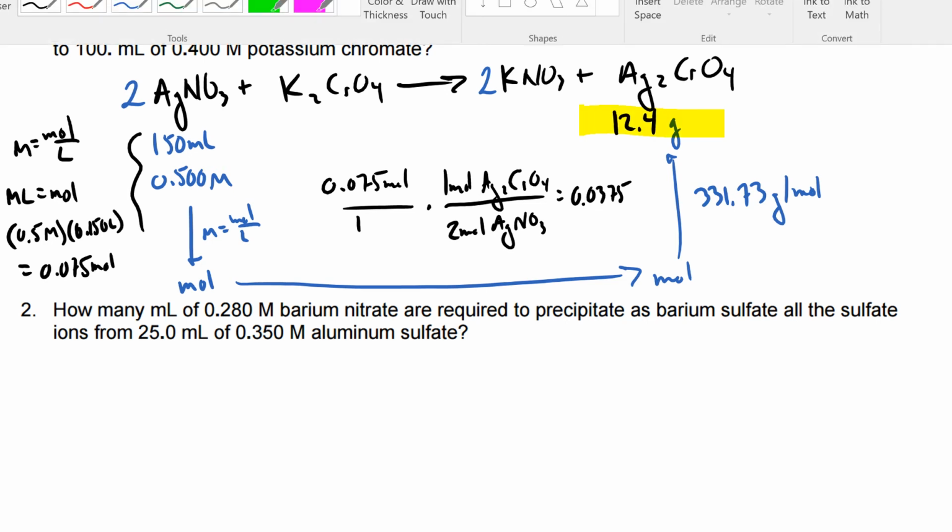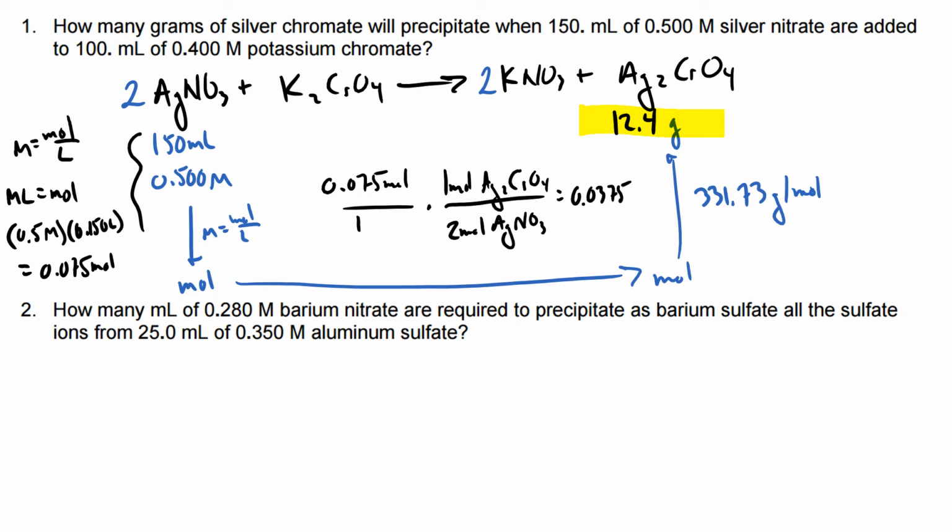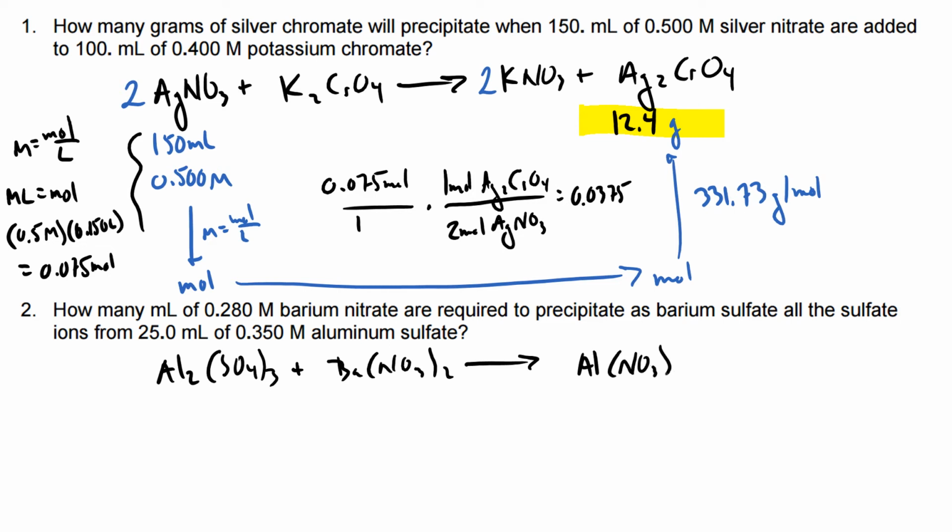In the second problem, we're asked how many milliliters of 0.280 molar barium nitrate are required to precipitate as barium sulfate all the sulfate ions from 25 milliliters of 0.350 molar aluminum sulfate. There's a lot going on here, but I think if we start with an equation, it'll begin to make sense. The problem tells us that we're starting with aluminum sulfate reacting with barium nitrate. Again, we're given a double replacement reaction that will yield aluminum nitrate and barium sulfate.